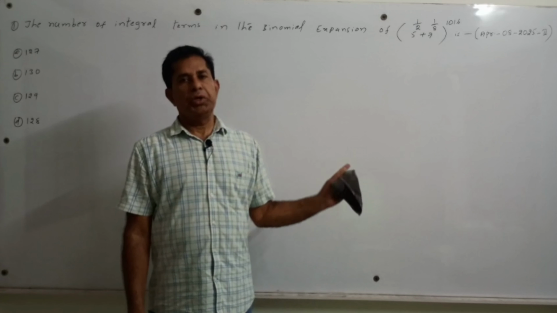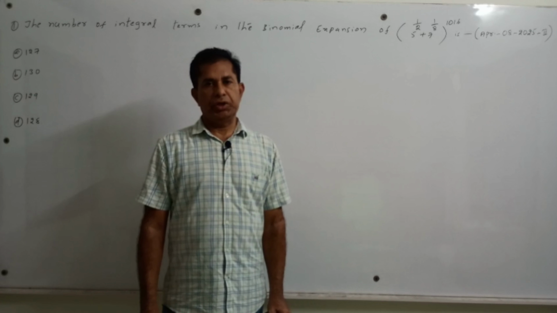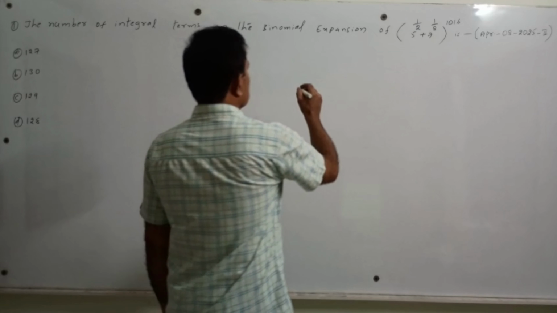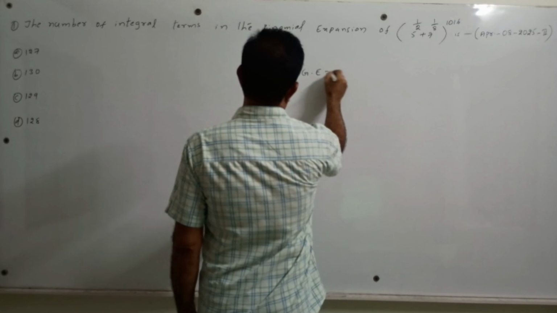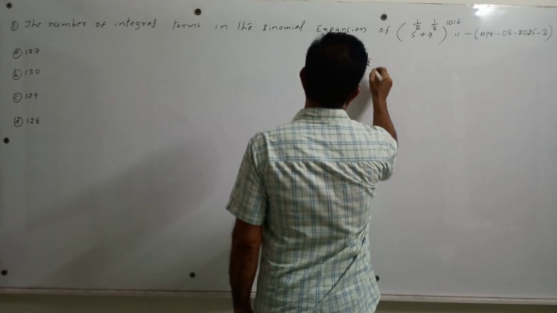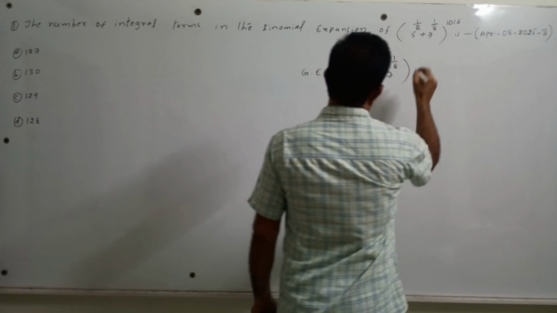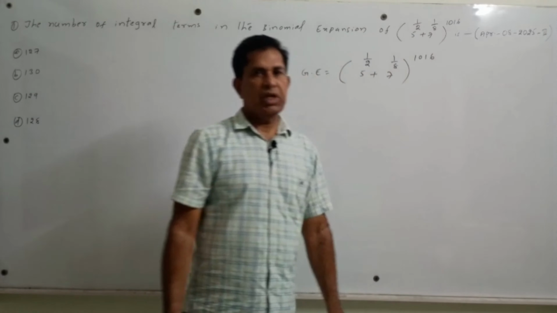Unless you listen to this solution, you cannot understand the next solution. Now let us start the problem. So the given expression is (5^(1/2) + 7^(1/8))^1016. That is the given expression.